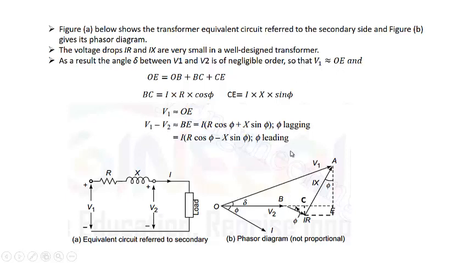So V1 minus V2, that means OE minus V2, will be equal to this OB, that is BC plus CE, that is IR cos of phi plus IX sine of phi. Taking I common, it will be equal to I times R cos of phi plus X sine of phi, and in this case phi will be lagging. For the leading case, the only difference is that we will have minus: I times R cos of phi minus X sine of phi. In this case phi will be leading.